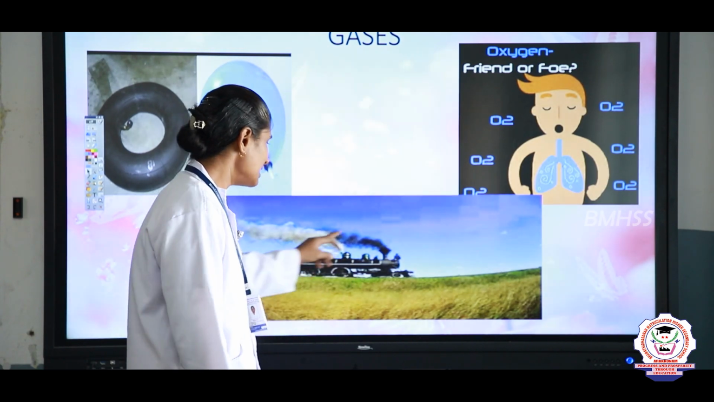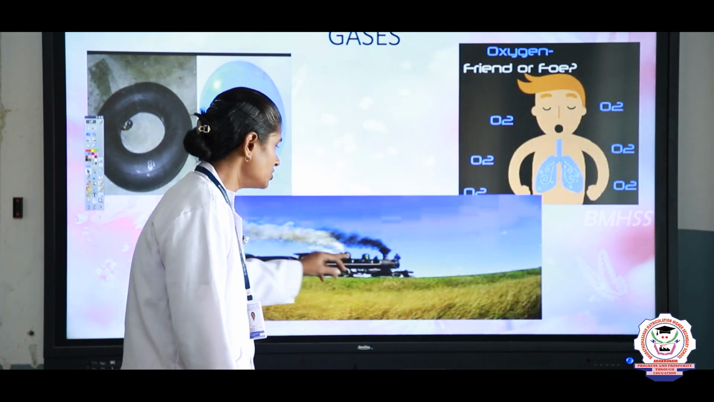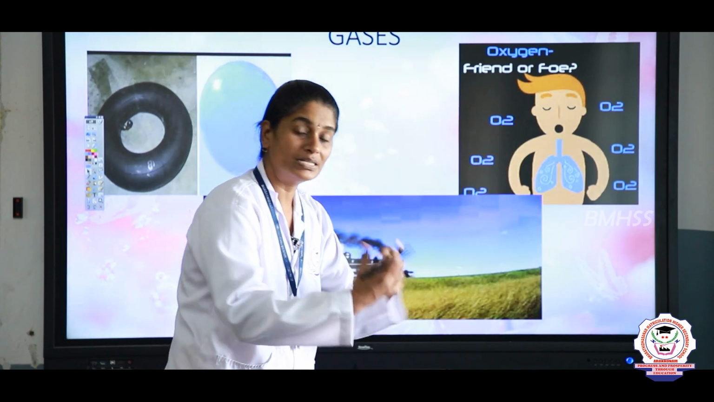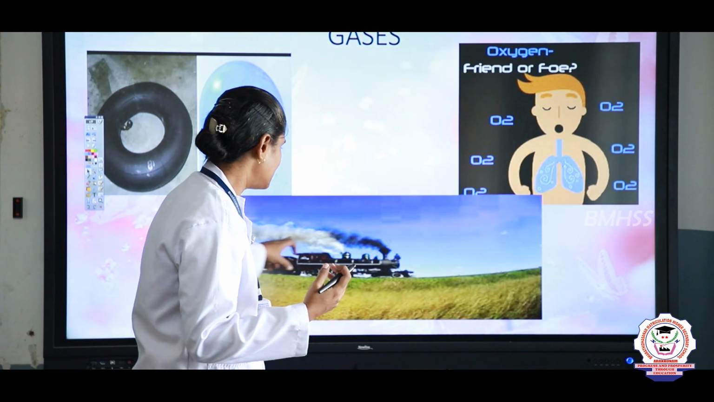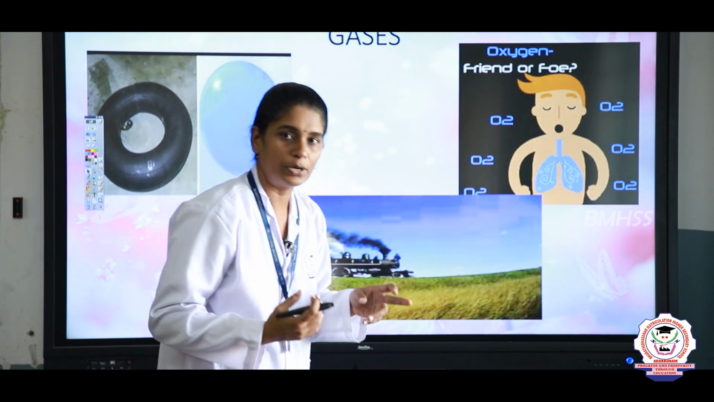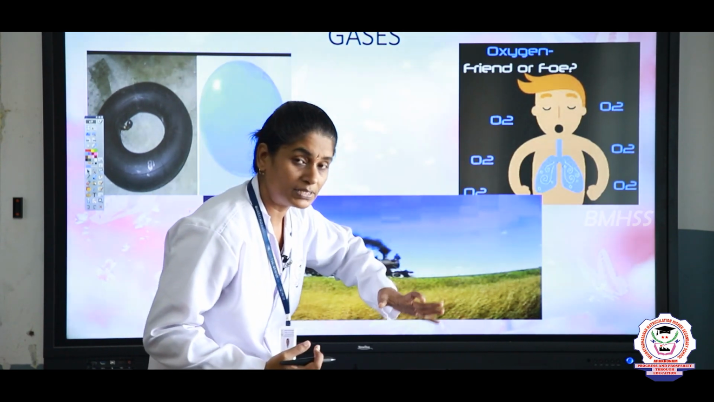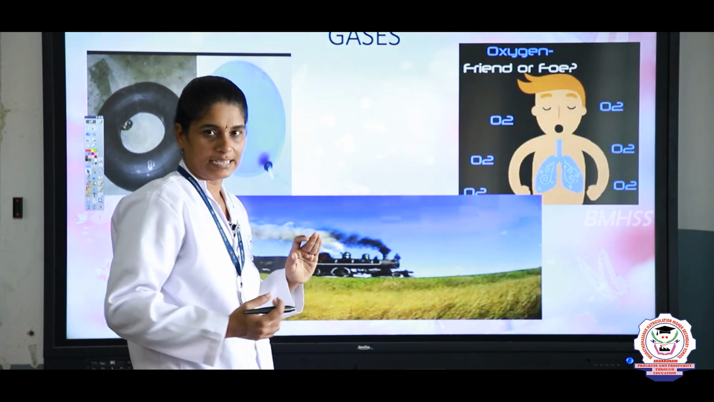And then you can see the steam engine. What happens in the steam engine? It burns the coal and emits the steam, right? So you can see the steam. So steam is also an example of gases. Water vapor is also an example of gases, right?